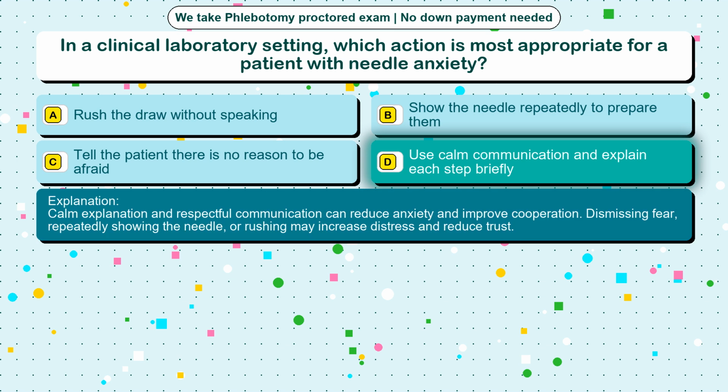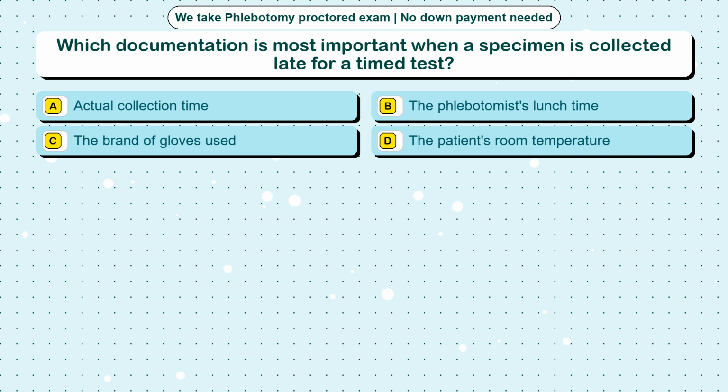Calm explanation and respectful communication can reduce anxiety and improve cooperation. Dismissing fear, repeatedly showing the needle, or rushing may increase distress and reduce trust. Question 65. Which documentation is most important when a specimen is collected late for a timed test? Option A, actual collection time.